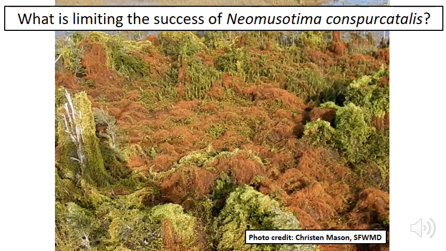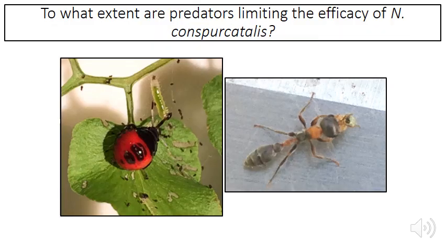I did my postdoc work on this project, and a big question that I was trying to address during that time was, what are the factors that are limiting the success of Neo? Why aren't these moths becoming more established more quickly, and why aren't they more effectively controlling the Lygodium? It seemed to me that a big reason was likely the presence of lots of very voracious native predators. We were releasing the caterpillars in Lygodium infested sites in their thousands, but the caterpillars had seemingly very little in the way of defense against predators.